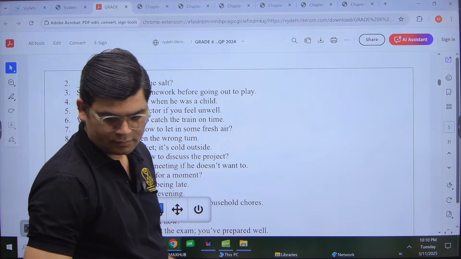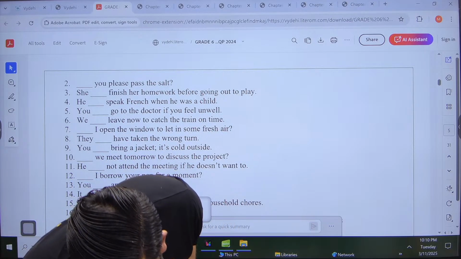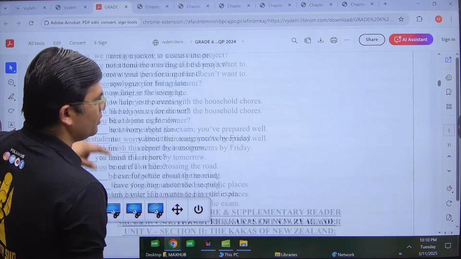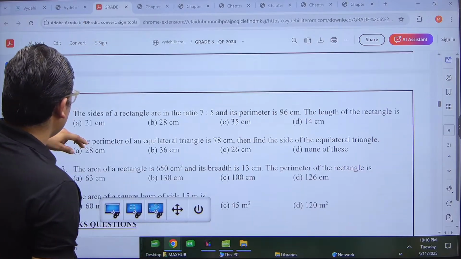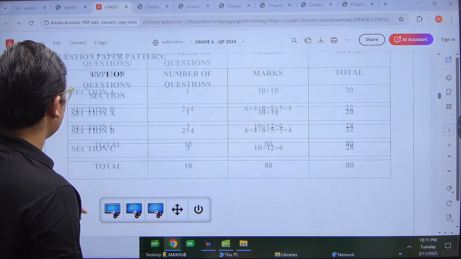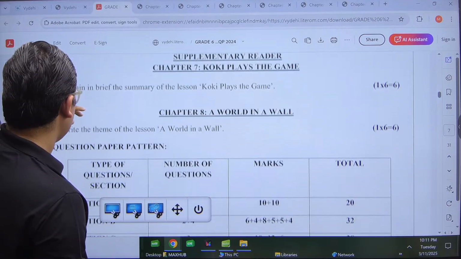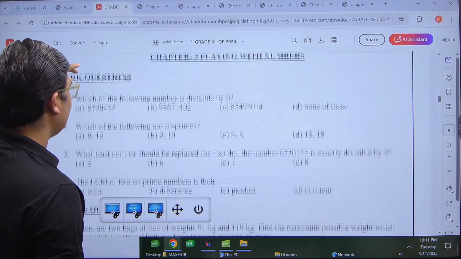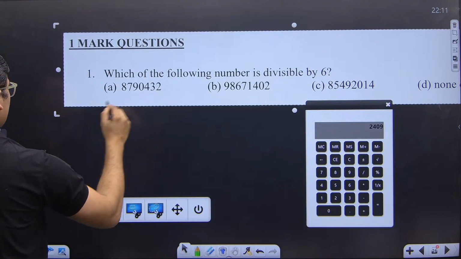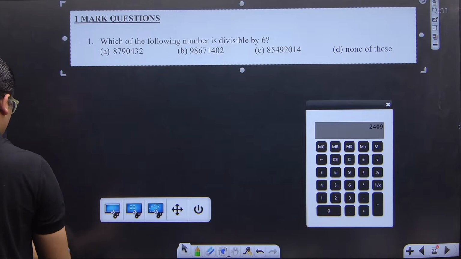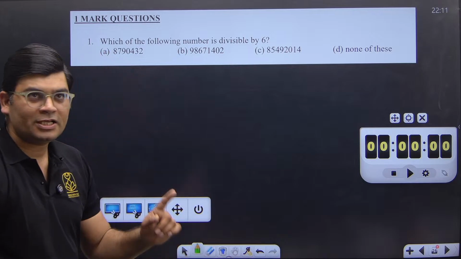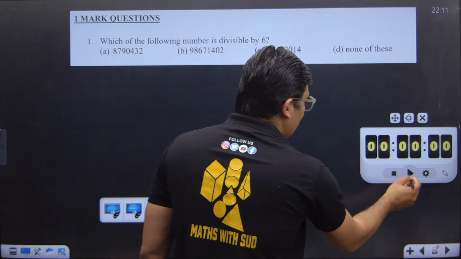Okay, so everybody have a watch. Let's see this question. I think this is a one mark question. Let's put on the timer as well, because in the examination there will be a timer. We will spend not more than 2 minutes for a single 1 mark question. Okay, I am putting on the timer as well.